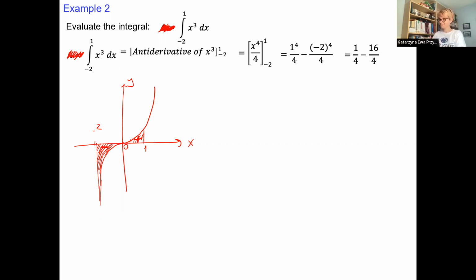And let's see, maybe this is 1/4. -2 to the power of 4 will be +16, and that subtraction, that negative will stay. And yes, we do have -15 quarters. Negative, correct. That's everything, it's fine.